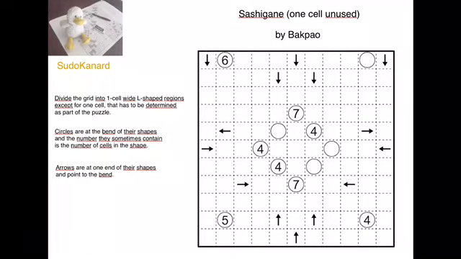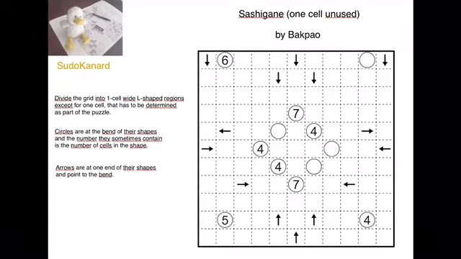Here is a Sashigane puzzle, which is actually a variant of Sashigane. I'll explain that in a moment. It was set by a Dutch author, Bakpao, as part of a speed setting contest. And it's the first time I feature Bakpao on the channel, and that's a great pleasure for me.